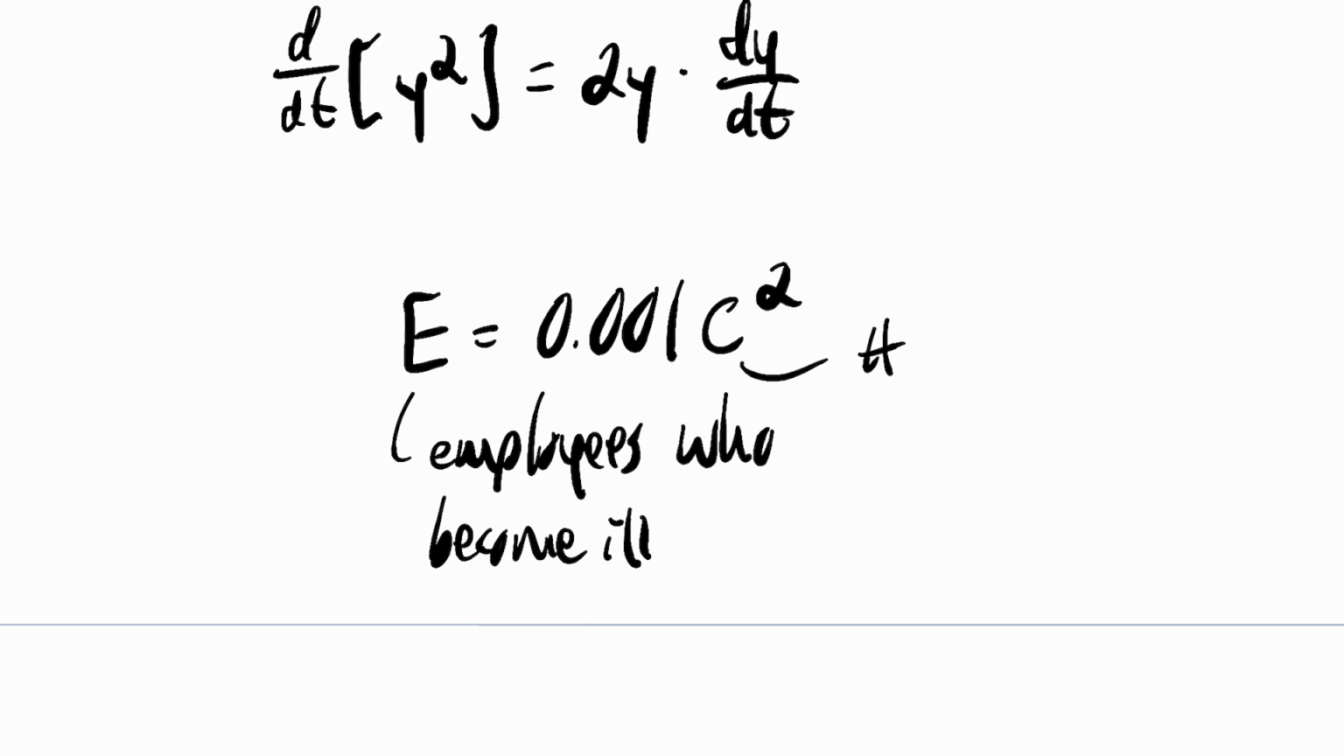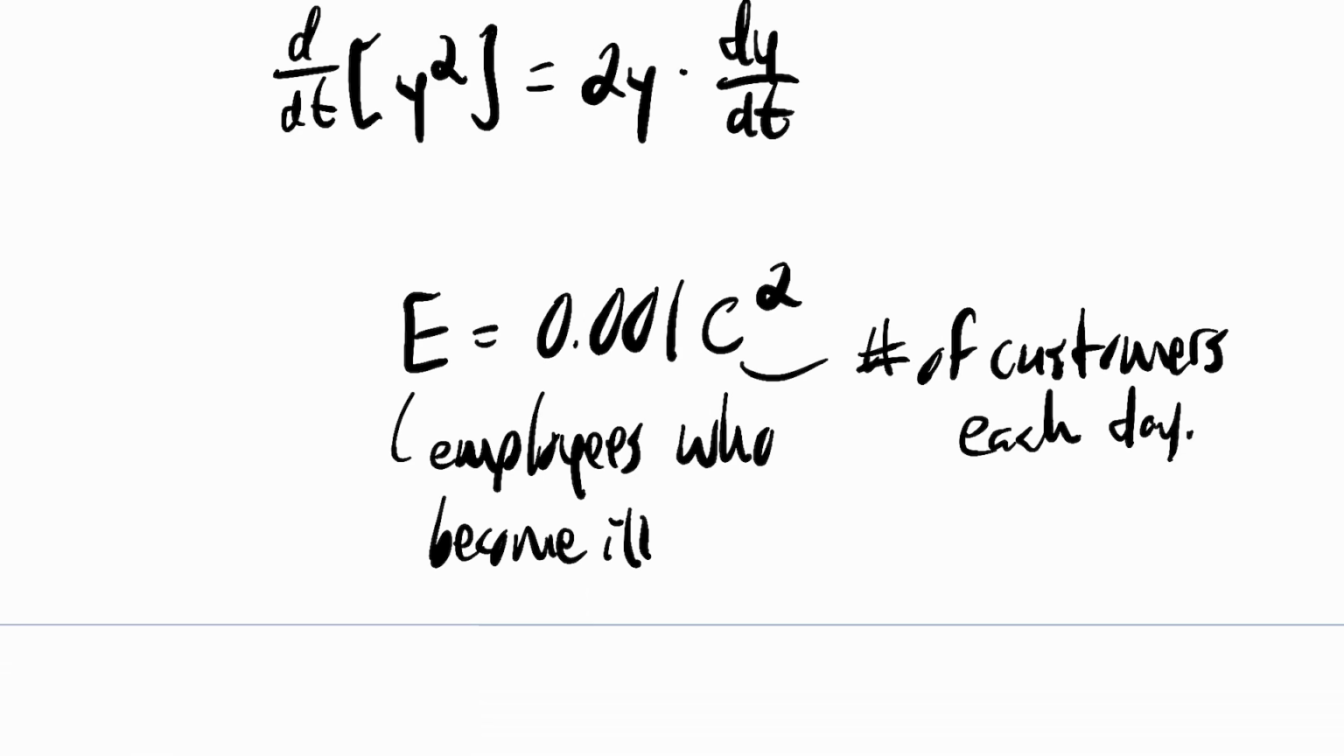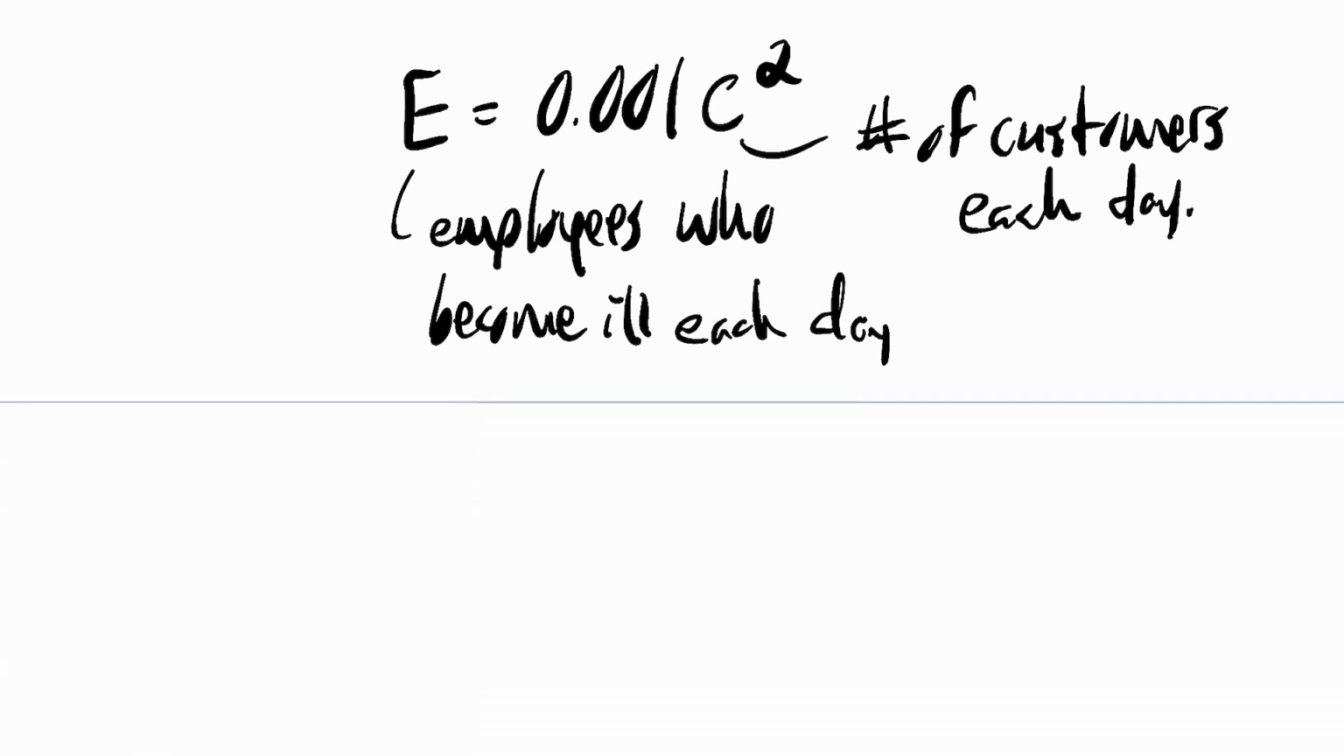So, number of customers each day, right? And let's say the number who become ill each day. This is both per day, right? Well, what I can say is, what would happen if fewer people go to HEB?